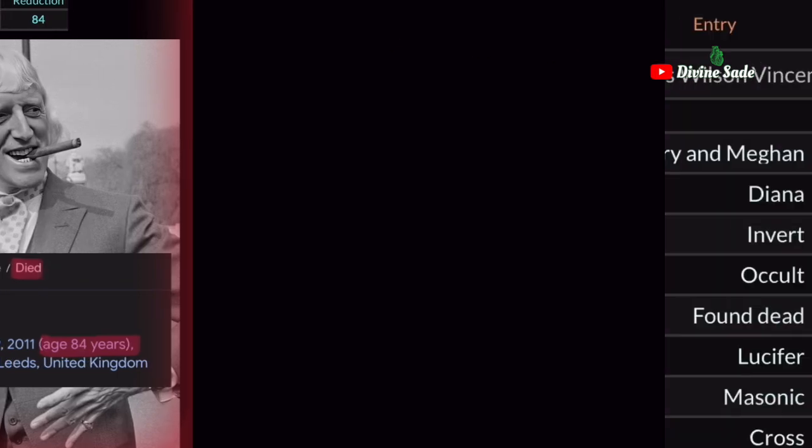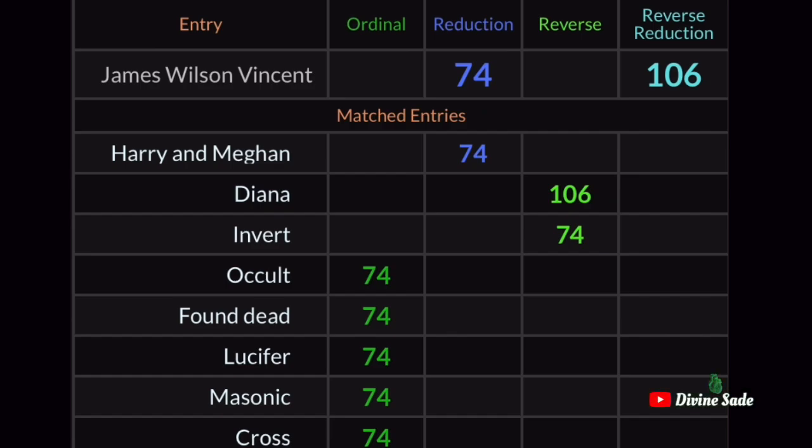84, 48, reverse it. His full name, Jimmy's full name, James Wilson Vincent, matches to Harry and Meghan. Harry and Meghan, that's Princess Diana's son and daughter-in-law. Come on now. And that matches with 74 in a reduction cipher. He matches to Diana with 106, that's his other character. He matches to invert with 74, all inverts. He matches to occult with 74, found dead with 74.